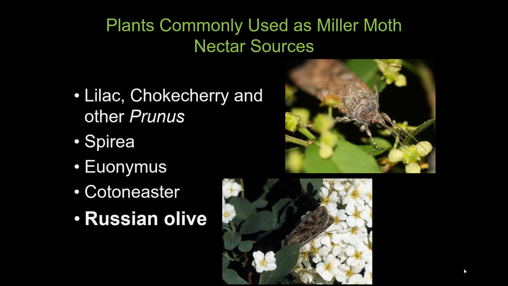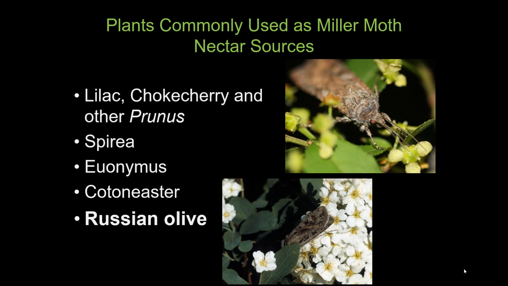So there's certain kinds of plants that I see them on often if they come through early, and usually they don't. But things like lilac, chokecherry, and prunus are going to be fed on by these. Often they come later than that. Spirea, euonymus. I didn't even know euonymus had flowers. They were so small, but I found the Miller moths just covering this.